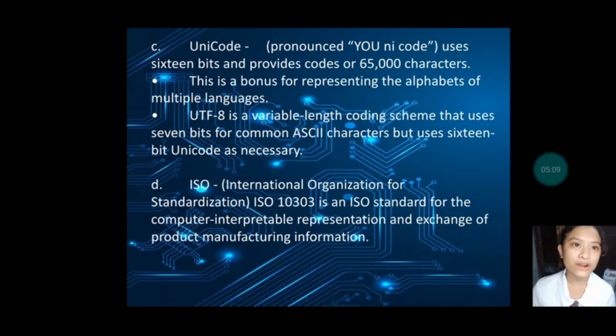D, UTF-8 is a variable length coding scheme that uses 7 bits for common ASCII characters but uses 16-bit Unicode as necessary. E, ISO, or International Organization for Standardization. ISO 10303 is an ISO standard for the computer interpretable representation and exchange of product manufacturing information.